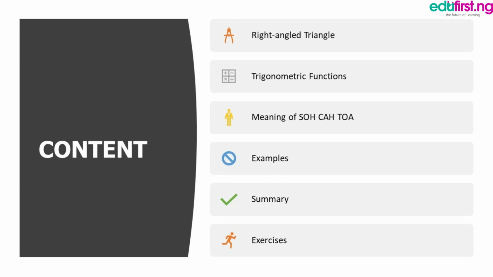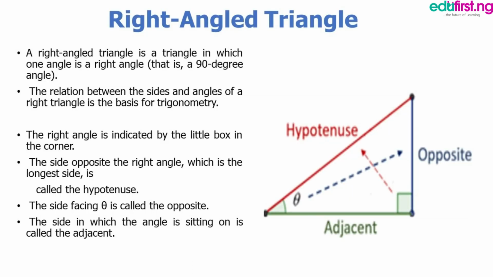And here are the contents of what we shall be treating today. So we shall start from the right angle triangle. A right angle triangle is a triangle in which one angle is a right angle, that is 90 degrees. Here is a diagram of a right angle triangle.